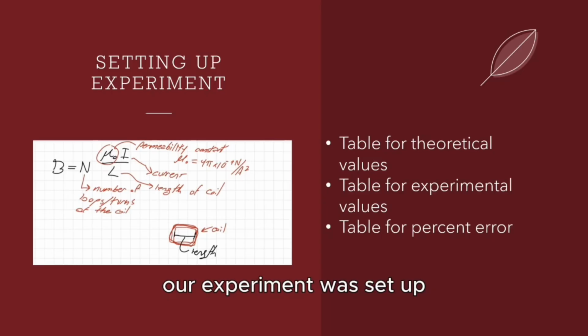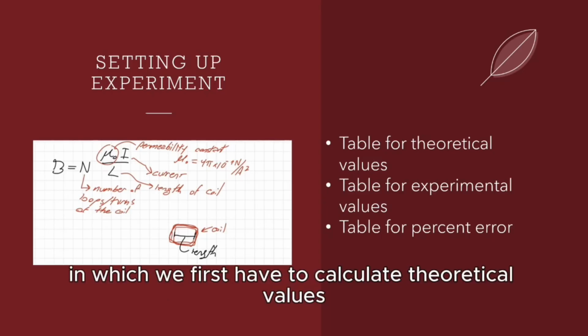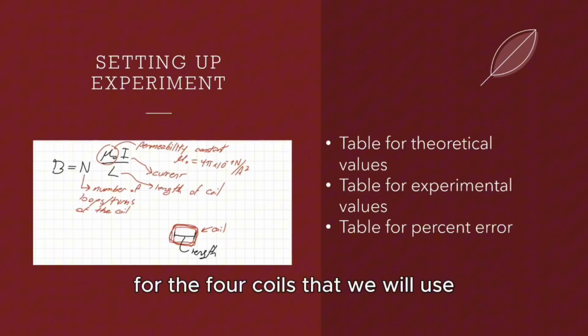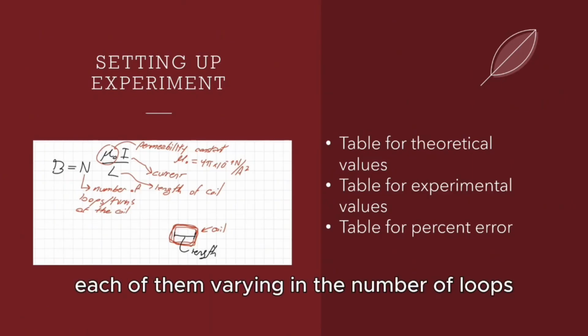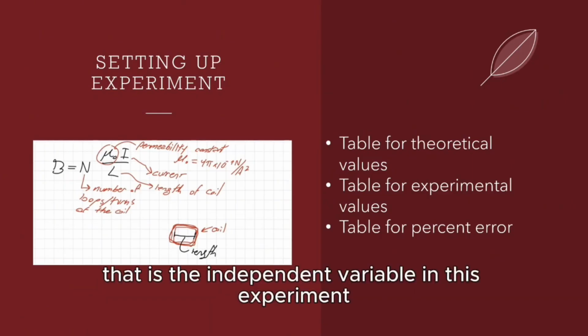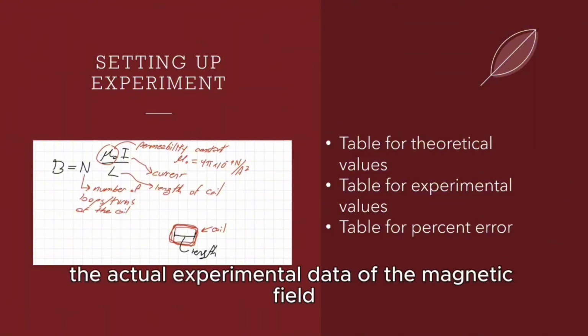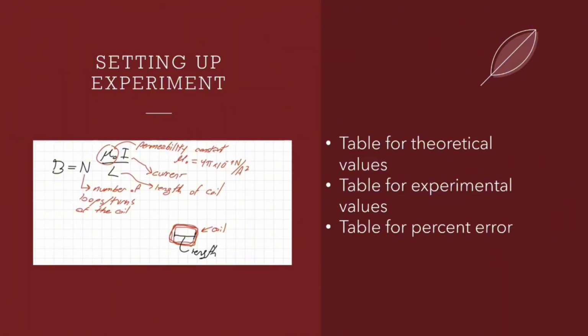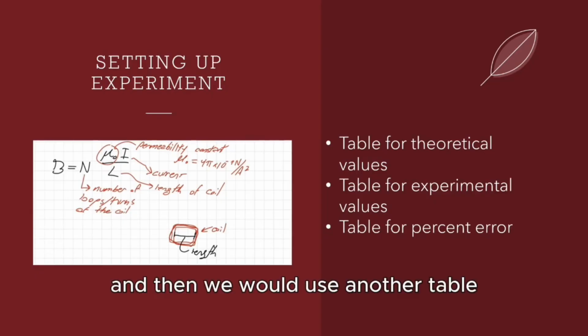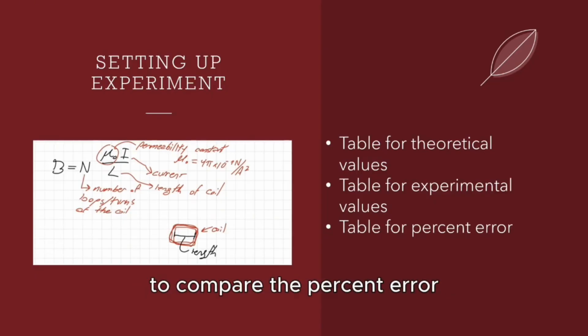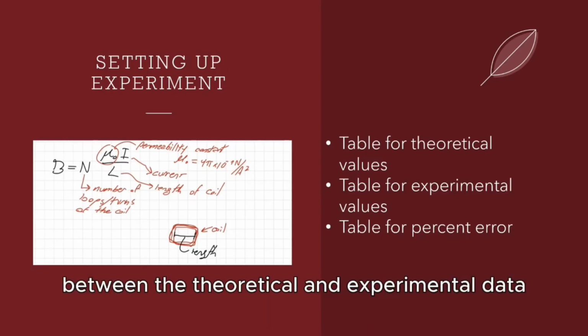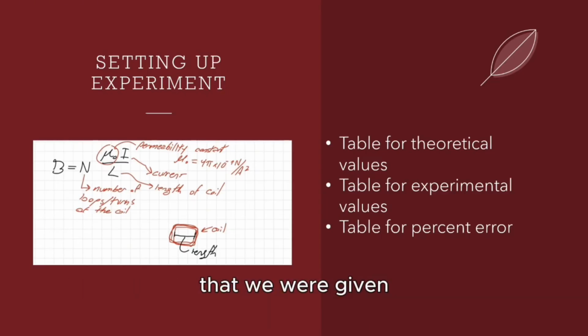Our experiment was set up so that we first calculate theoretical values for the 4 coils that we will use, each of them varying in the number of loops. That is the independent variable in this experiment. We would then use software to calculate the actual experimental data of the magnetic field. And then we would use another table to compare the percent error between the theoretical and experimental data that we were given.